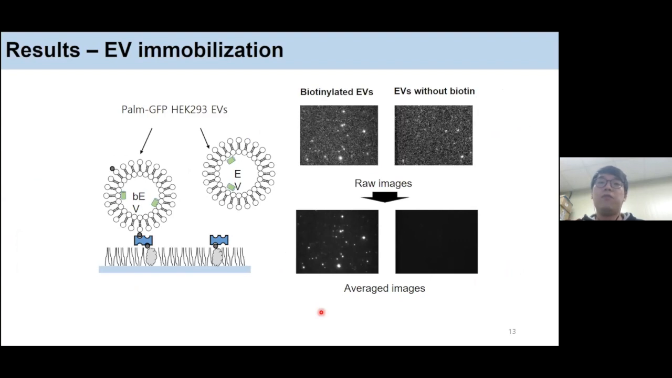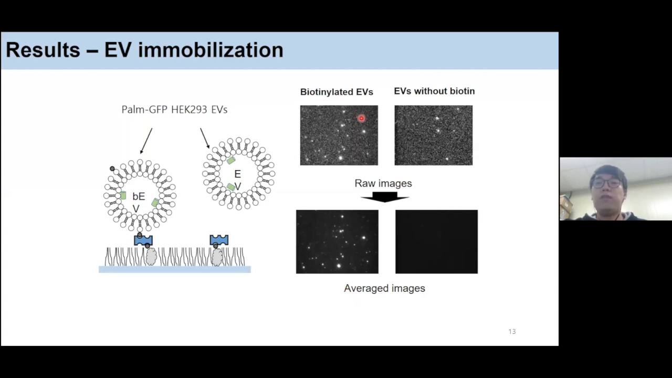So to visually demonstrate the immobilization of biotinylated extracellular vesicles on the Tween surface, we used EVs isolated from HEK-293 cells expressing palmitoylated GFP. When we introduced the biotinylated extracellular vesicles to the surface, EVs were well immobilized on the surface, as seen in this video clip. On the other hand, when EVs without biotin were introduced to the surface, they could not attach to the surface and kept diffusing.